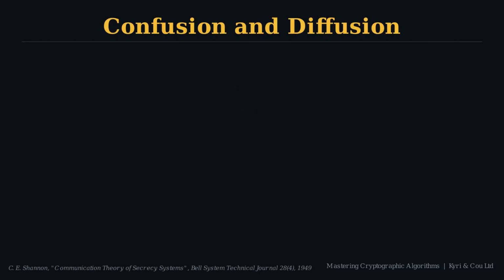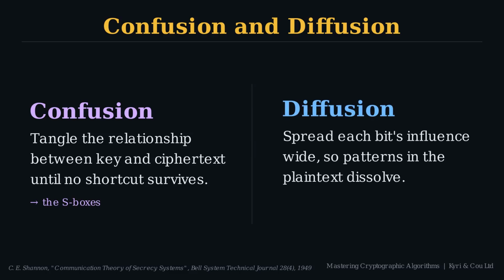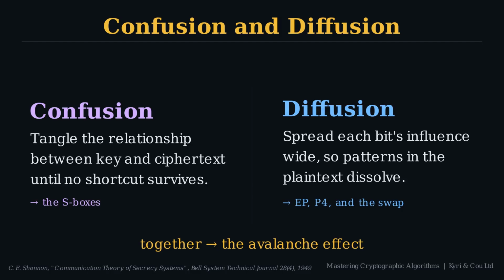Claude Shannon, the same Shannon who proved the one-time pad perfectly secret, set out in 1949 what a practical cipher needs instead. He named 2 properties. Confusion means tangling the relationship between the key and the ciphertext until no shortcut survives. In SDES, confusion is the job of the S boxes, because they're nonlinear lookups with no formula behind them. Diffusion means spreading each bit's influence as wide as possible, so that any pattern in the plaintext dissolves. Diffusion comes from the movers. EP and P4 spread bits around, and the swap carries influence across the half boundary between rounds. When you put the 2 together, you get something you can actually watch happen. It's called the avalanche effect.